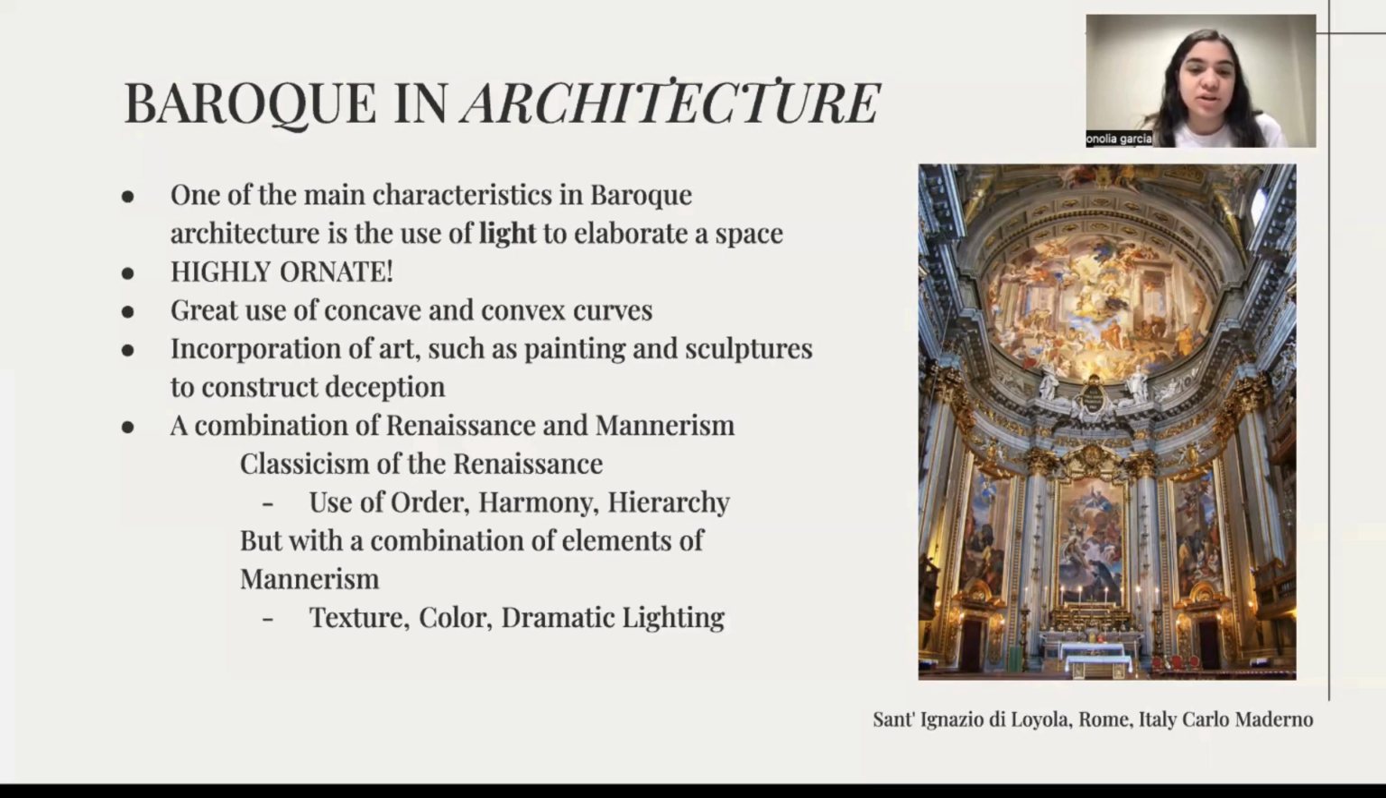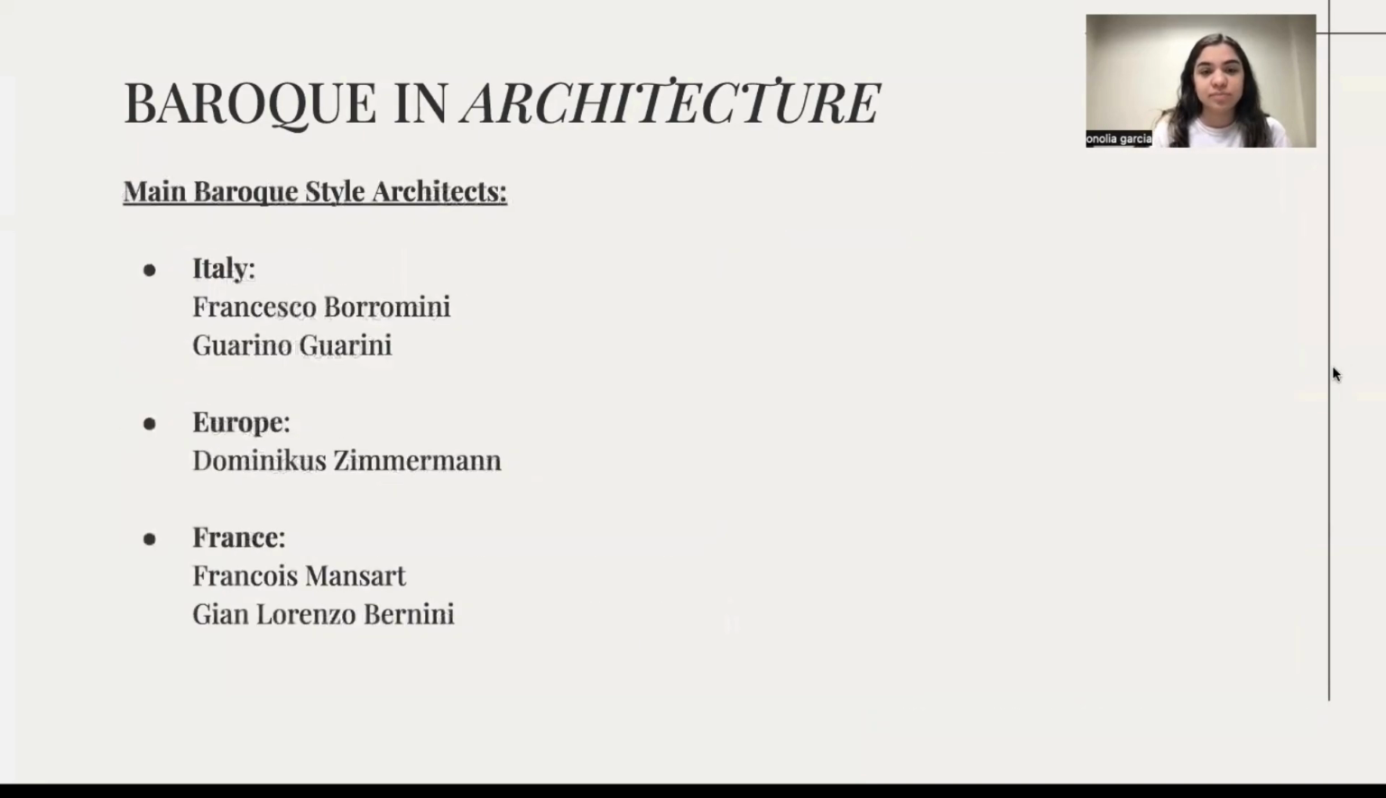It is a combination of Renaissance and Mannerism. From the Renaissance it gets classicism, which is the use of order, harmony, and hierarchy. But it has elements of Mannerism, which are texture, color, and dramatic lighting. Some of the main architects of the Baroque style were Francesco Borromini and Guarino Guarini from Italy. From Europe, we have Domenico Zimmermann from Germany, and from France, we have Francois Mansart and Gian Lorenzo Bernini.